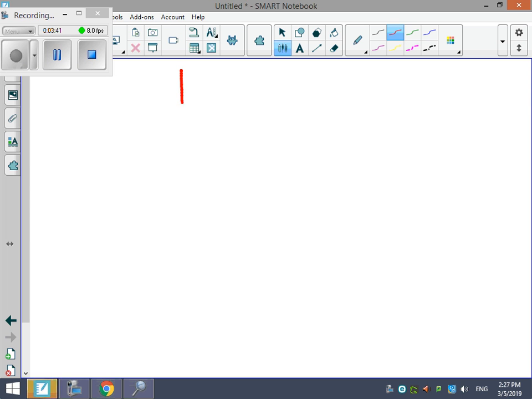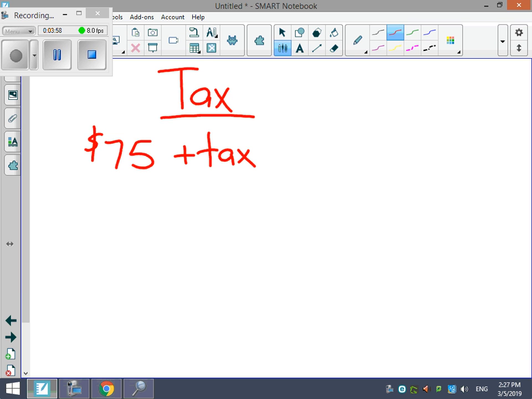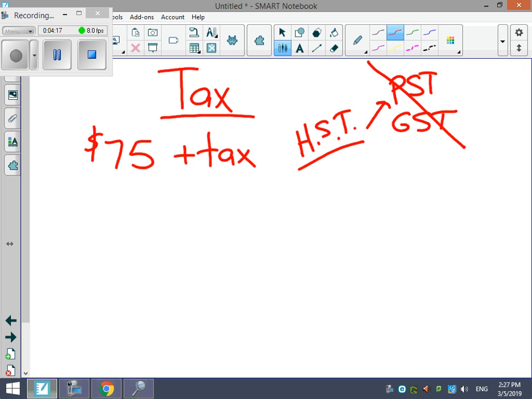The next thing we're going to talk about is tax, because if you ever buy something, there is tax added onto it. So let's go back, let's call it $75. There is no sale, however, and it's always going to be plus tax in Ontario. Tax in Ontario is called HST, which stands for Harmonized Sales Tax. It was a combination of the old PST and GST, but those are gone, and now we just have HST. And it is a whopping 13%.